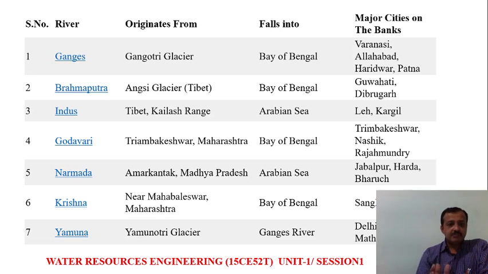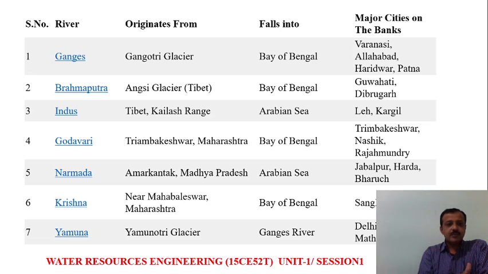So coming to River Ganga, it originates at Gangotri Glacier and it falls into Bay of Bengal. So these are east flowing rivers. When a river flows into the Bay of Bengal, it is an east flowing river, and when it flows into Arabian Sea, it is a west flowing river. Brahmaputra originates at the Yangtze Glacier in Tibet. The major cities on its banks in our country are Guwahati and Dibrugarh. And on the Ganga, Varanasi, Allahabad, Haridwar and Patna, which is in Bihar.